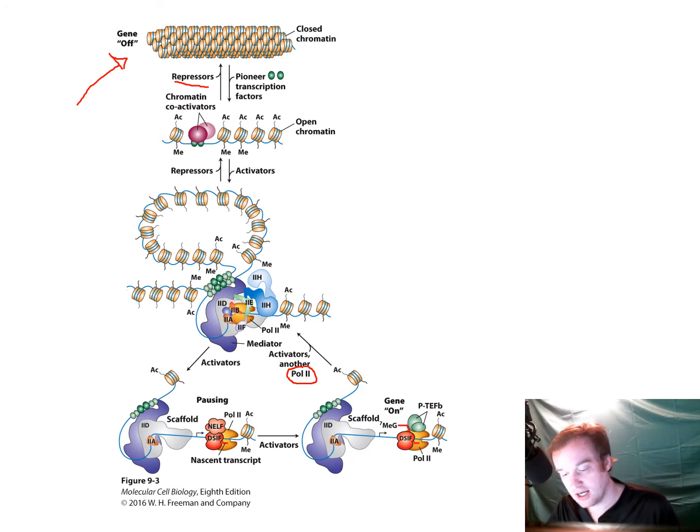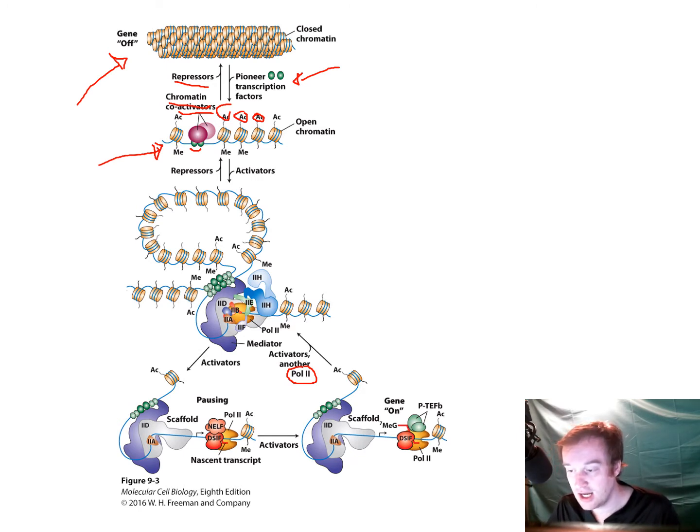But once genes are going to be turned on, these pioneer transcription factors come in, and they will bind to the specific regulatory sequence within this condensed chromatin. As you can see, they're kind of buried underneath here. And they interact with these chromatin remodeling enzymes, or chromatin co-activators here, as well as acetylases that will add acetyl groups to those histone tails and allow that chromatin to slide and allow access for these transcription factors and polymerase to come in.